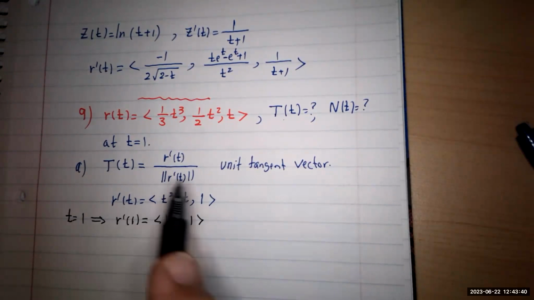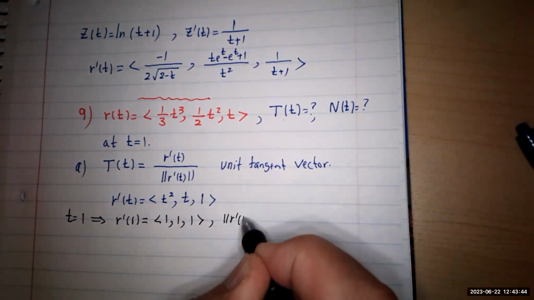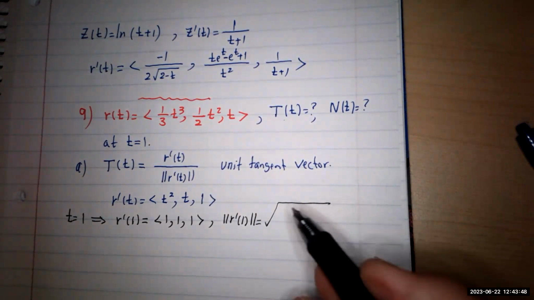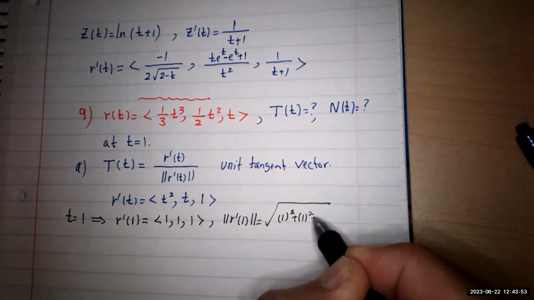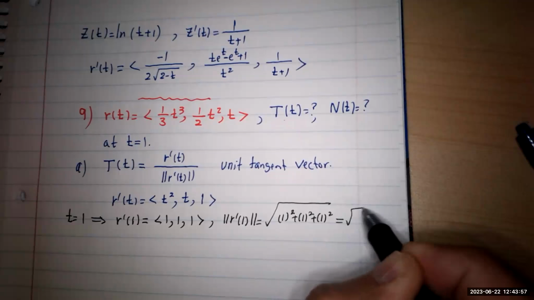Then I need to find the norm of this vector. The norm of r prime of 1 is simply what? The square root of the squares of the components, which are all 1. 1 is squared, 1 is squared, 1 is squared. That gives me all ones, which is going to be radical 3. You see?